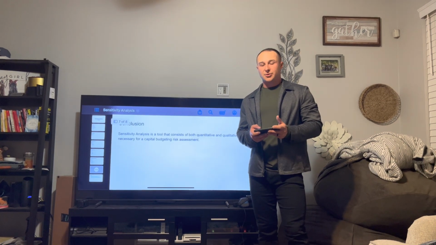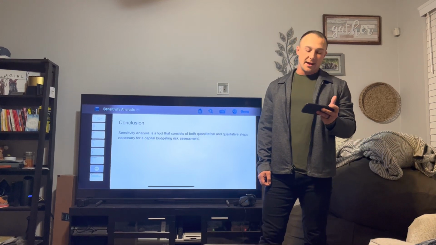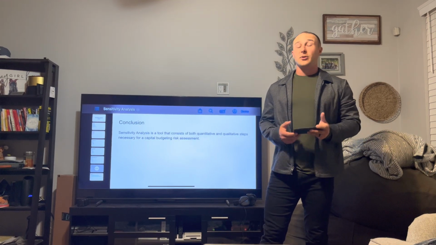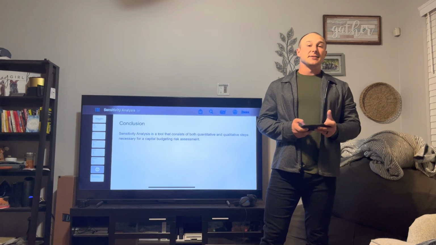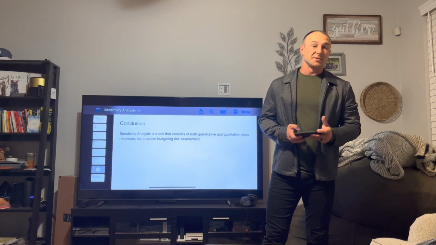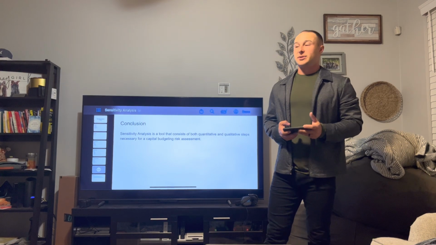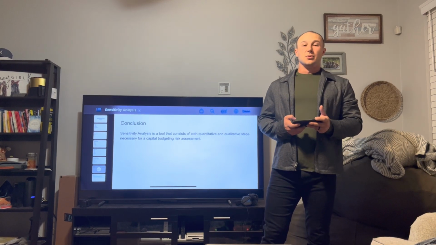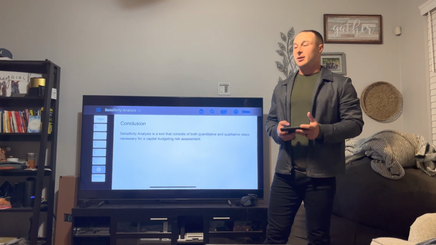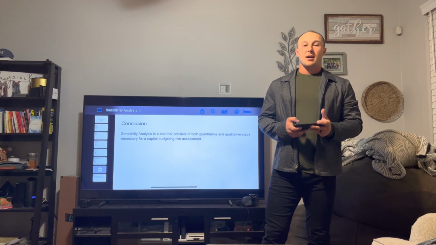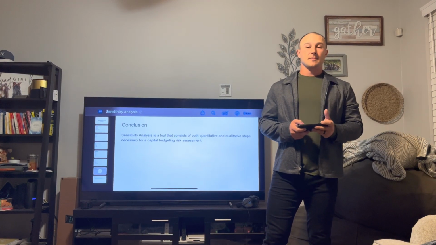So moving on to our conclusion, sensitivity analysis is a tool that consists of both quantitative and qualitative steps necessary for a capital budgeting risk assessment. While sensitivity analysis is a very important tool that all businesses should utilize, it by no means is a 100% accurate tool. Anything can happen in the business world, both predictable and unpredictable factors. So everything should be taken with a grain of salt.